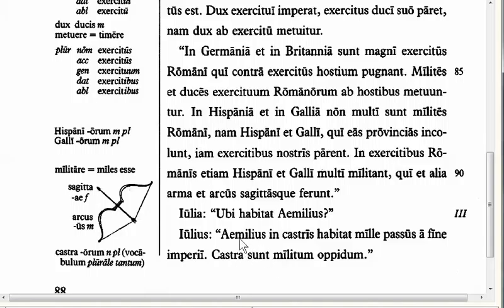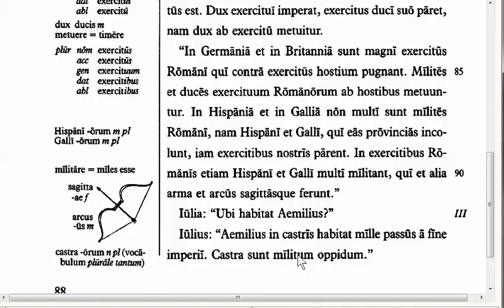So here, Aemilius lives not in camps, plural, he lives in a camp. 1 mile, literally 1,000 paces, a mile from the border of the empire. And then here we have castra sunt, literally the camps are, but we are going to translate this as the camp is. The camp is a town of soldiers.